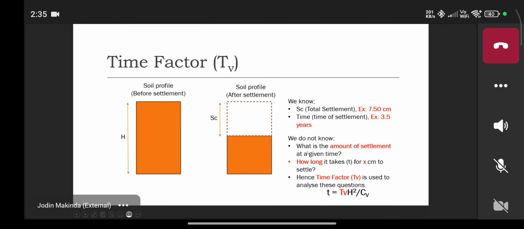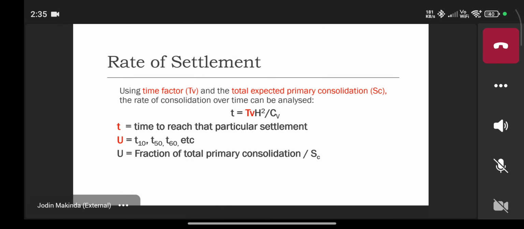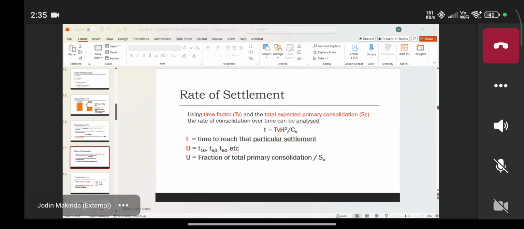The thing that we do not know, yeah? The things that we do know, we can solve using time factor. All right. Any questions so far? You can type your question. If you have any, you can type your questions. I will read it out.